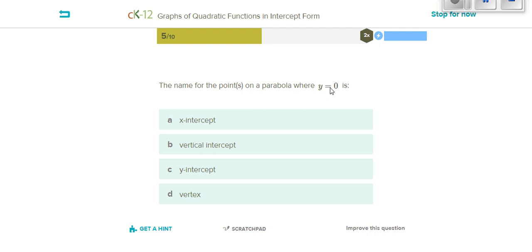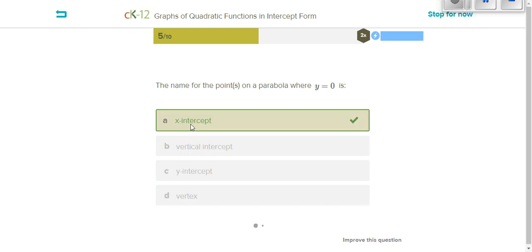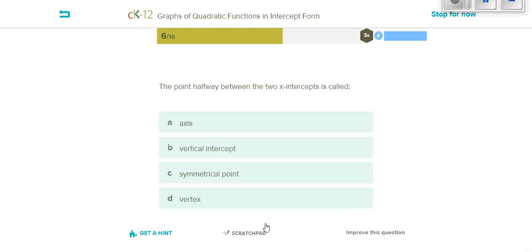When y is equal to 0, is that the x-intercept or the y-intercept? If y is 0, that means this y is 0. Which axis am I crossing here? This is the x-axis. Y is 0. That means you got the x, which is the x-intercept. So that's an x-intercept. This is just basic vocabulary, yeah?